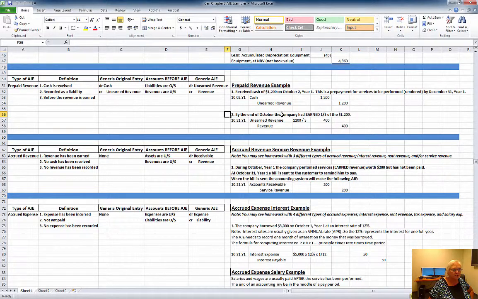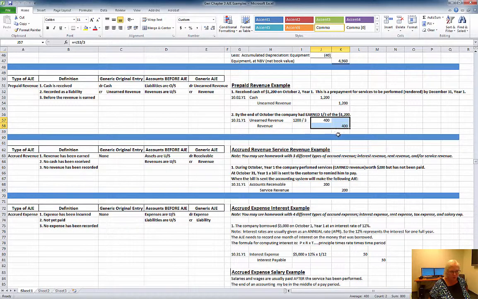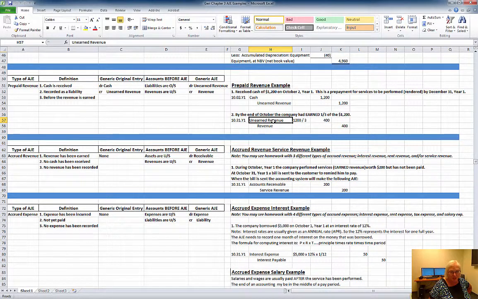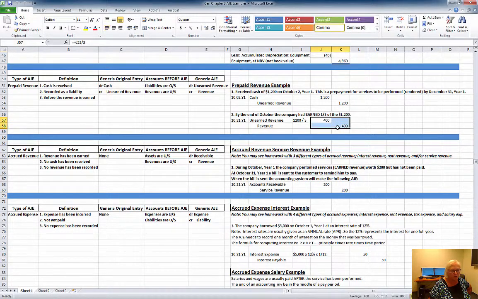By the end of October, the company has earned 1/3 of the $1,200. So 1/3 of the $1,200 is $400, so we have our dollar amount. Our adjusting entry, because now we have earned some of that, we can decrease our liability with a debit, unearned revenue, and increase our revenue with a credit to revenue of the $400. Okay? That takes care of prepaid revenues.